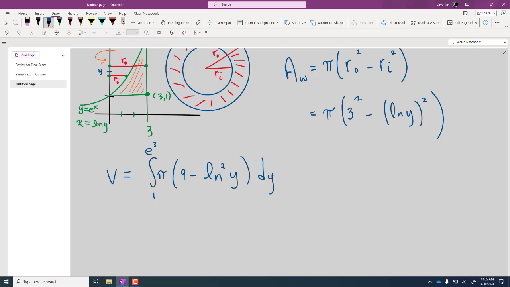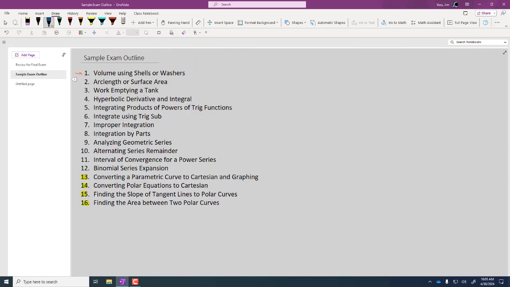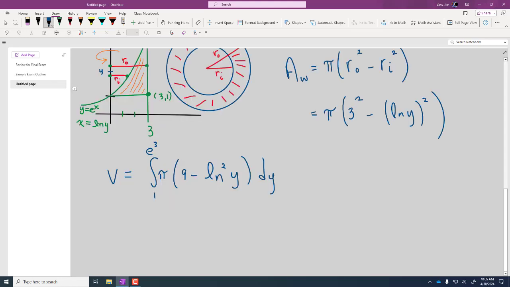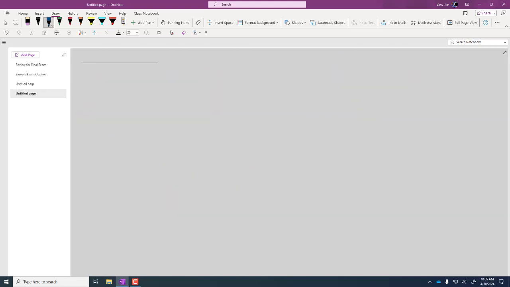Okay, so we've done a washer and we've done a shell. What's next on our list? Arc length, surface area? We need an integral solver for that, Desmos. Yeah, you could use Desmos. So arc length or surface area?